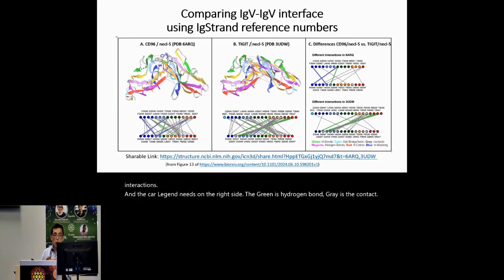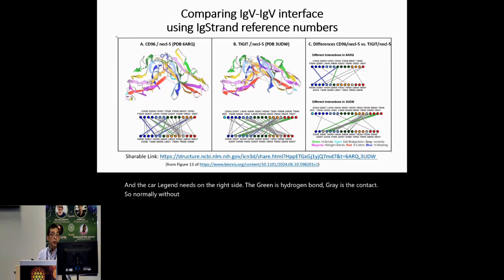Normally, without the reference number, you cannot compare two different IG interactions. But with the reference number, we can compare apples with apples. And if we remove the common interactions, the right side shows the different interactions in these two IG interactions.